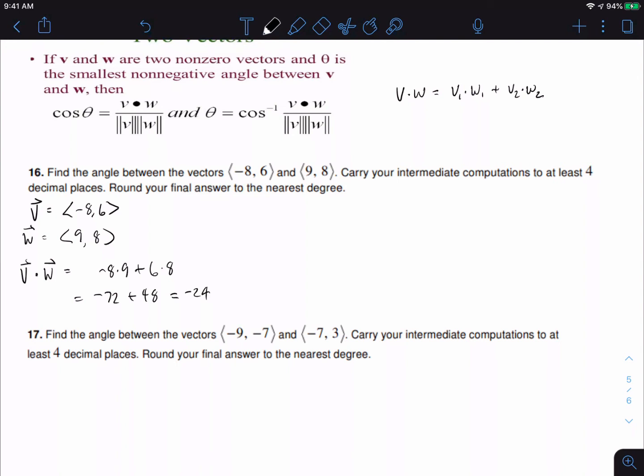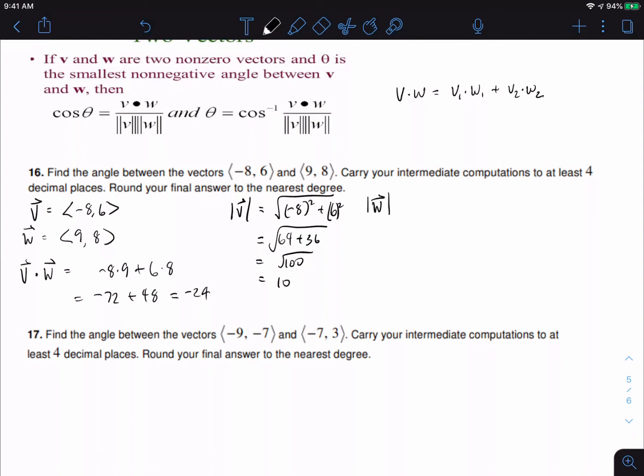Okay, I need a couple more things. I need the magnitude of V, and so the magnitude of V is going to be the square root of negative 8 squared plus 6 squared, which is going to be 64 plus 36. That's 100. So the square root of 100 is 10. So that is the magnitude of V.